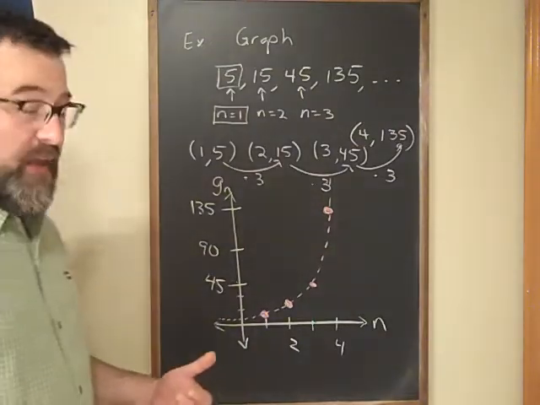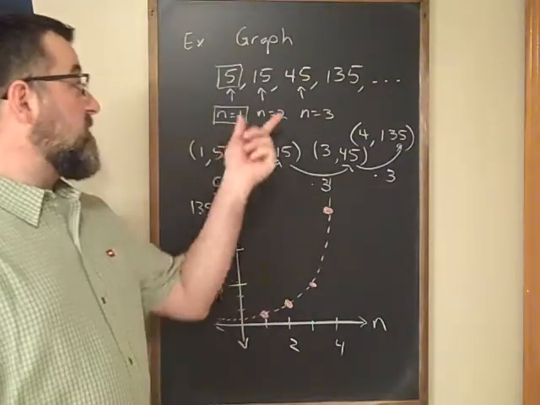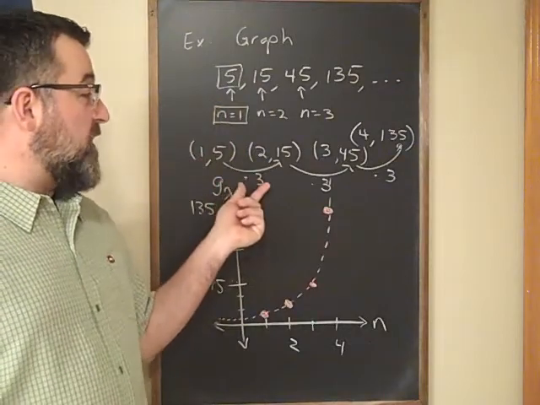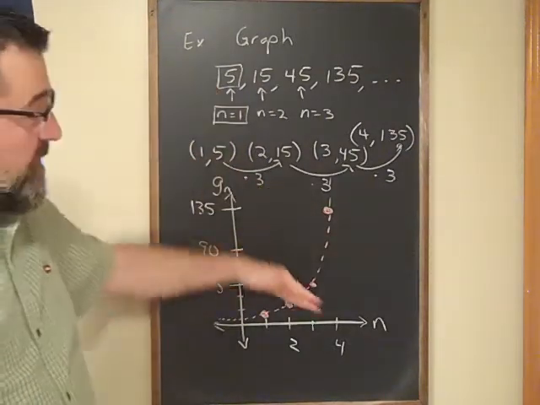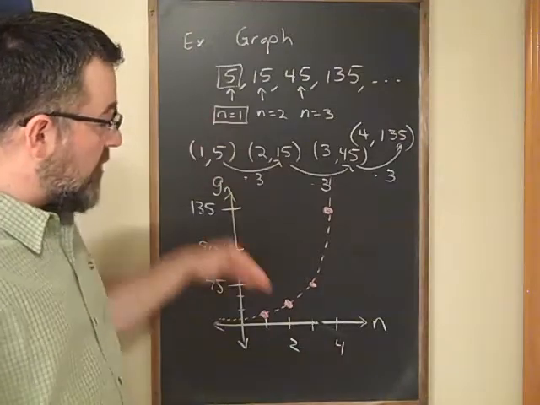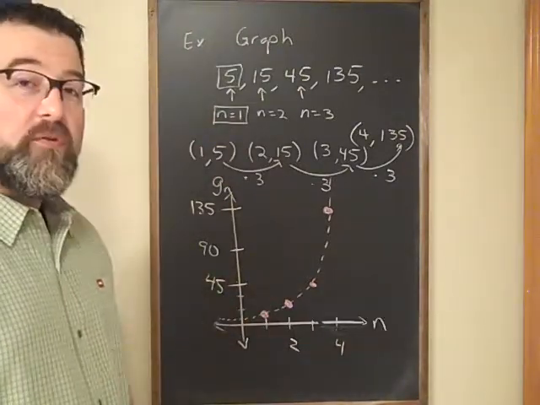If we have a sequence that has a constant ratio that is a value between 0 and 1, it's going to be an exponential decay curve. We're going to see it go down very rapidly and taper off towards that horizontal asymptote.